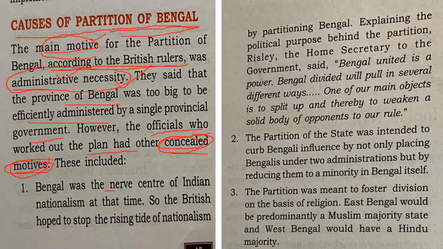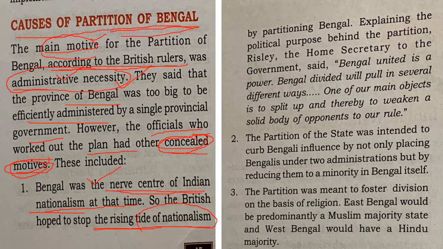Bengal was the nerve center of the Indian nation at that time. So many national leaders were taking part from Bengal, and Bengal became a very hot spot for nationalism. So to stop the rising tide of nationalism, they wanted to divide Bengal so that the leaders got separated and the movement in Bengal, which was even creating a pan-India movement, would become weak. So as Bengal was the nerve center of Indian nationalism, to stop nationalism from getting stronger, this was a hidden reason why they went for partition.